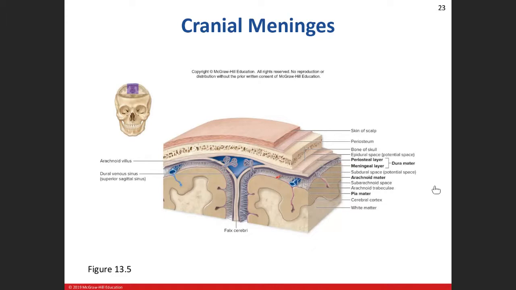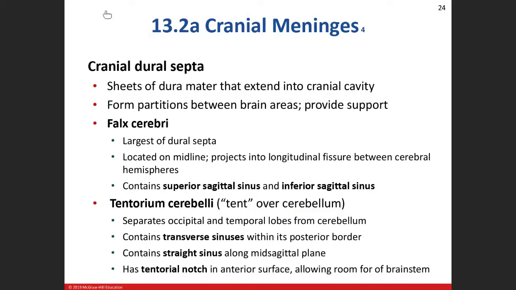Just to review, because it's important that you know those. We talked about dural venous sinuses, and the dural venous sinuses are where the meningeal layers separate for the dura mater. We have another structure here called the cranial dural septa. That's sheets of dura mater that extend down into the cranial cavity in various areas. And we talked about this in lab.